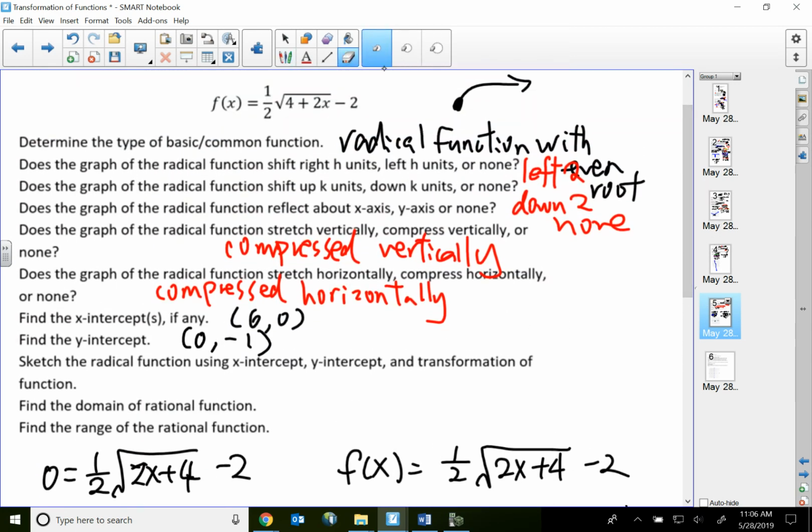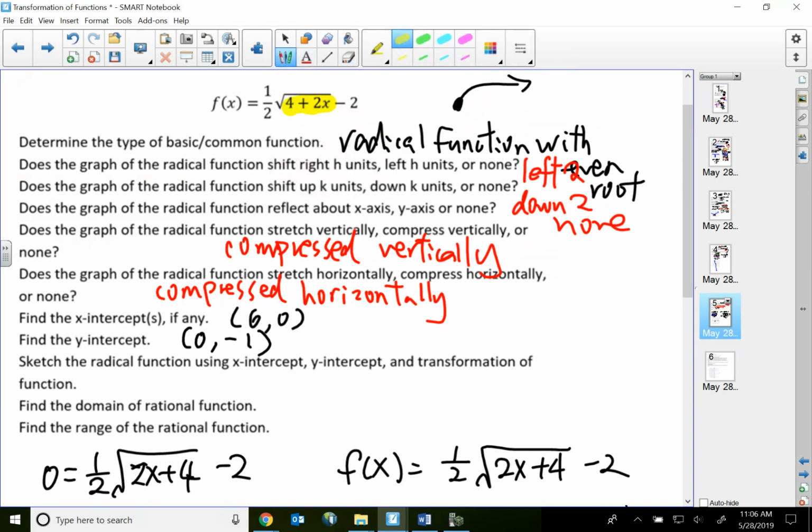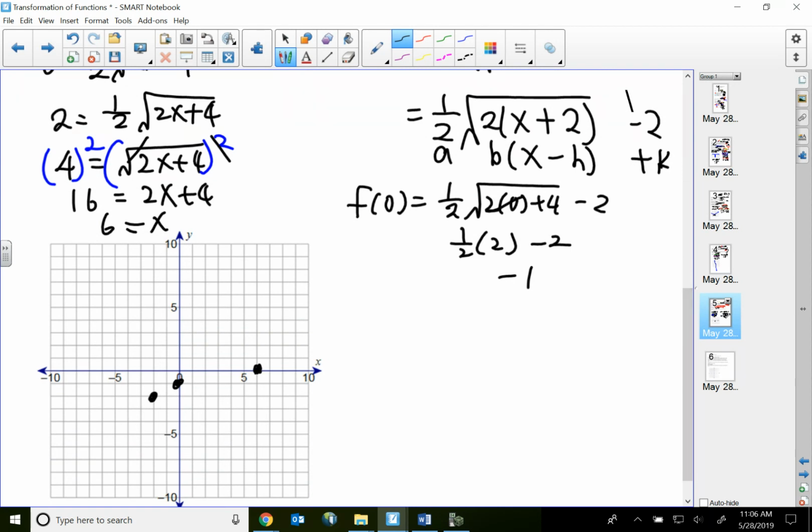Set what was inside the radical equal to 0, so we know where the function began. If you set it equal to 0, I bet the x value will be negative 2, which confirms our horizontal shift as well. Normally the graph looks like this, going up. So I'm just going to start right here and go to the right. Okay, going to sketch it.